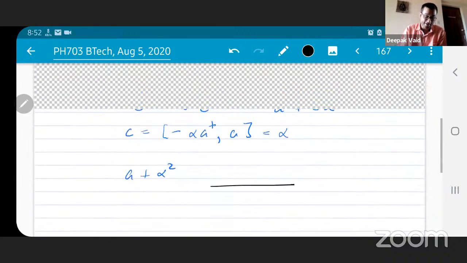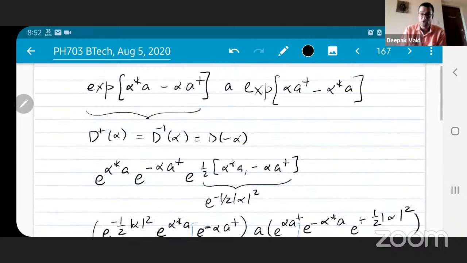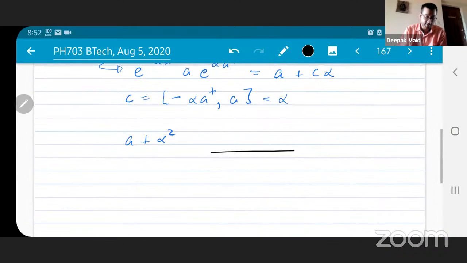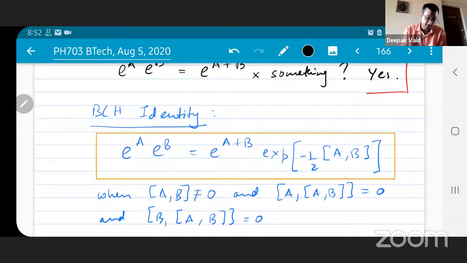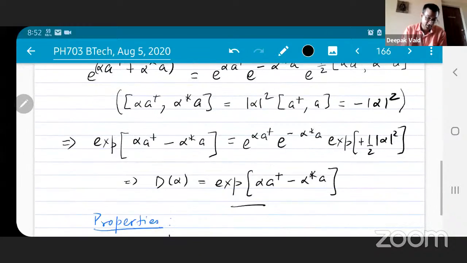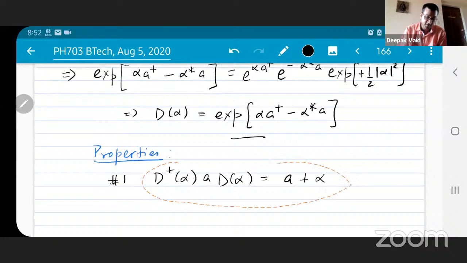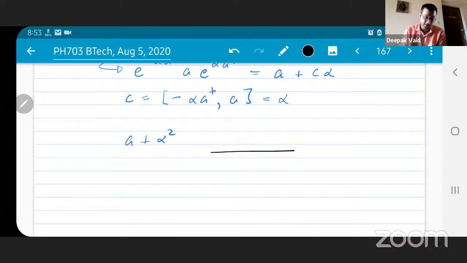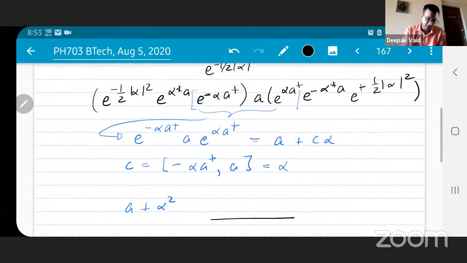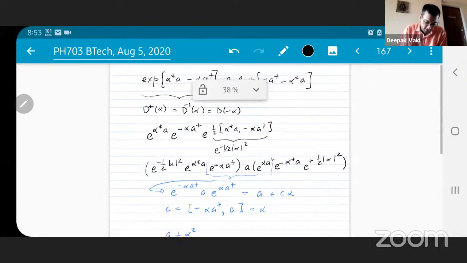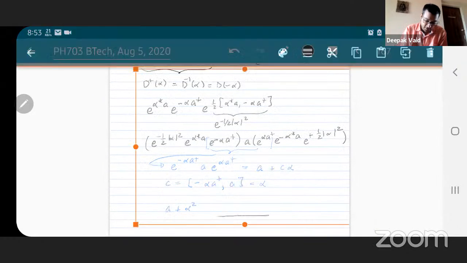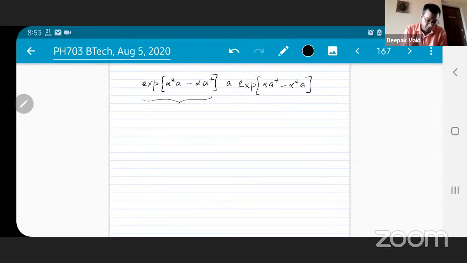The point is that if you insert everything and work out the commutators carefully, you will get this property: that D alpha is a displacement operator acting on A. I don't need to do all this. I don't know why I'm doing all this. All of this is unnecessary. I can just use the properties of the displacement operator.